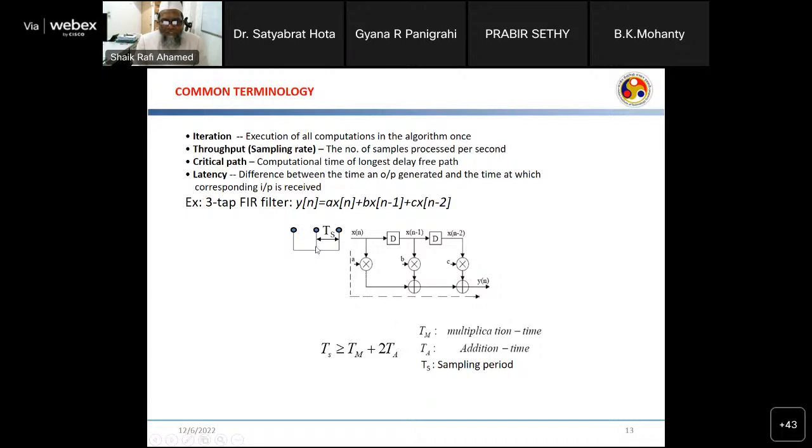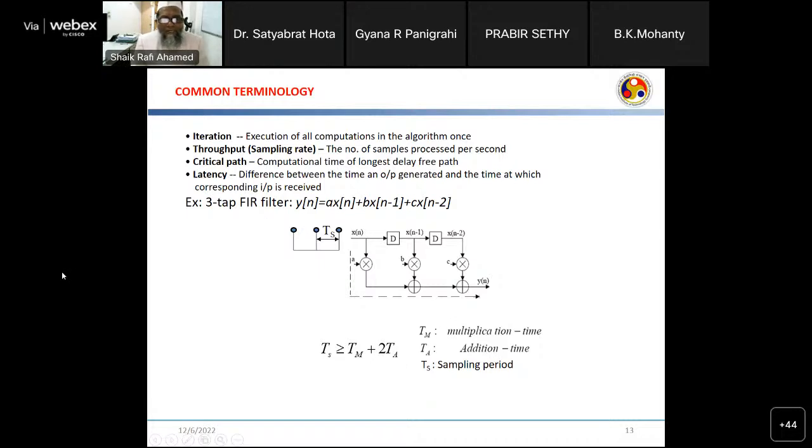So now the sample period Ts should be at least Tm plus 2Ta. I cannot feed the second sample before this Tm plus 2Ta. Otherwise, there will be overlapping of two successive samples. So I cannot increase the throughput of the system beyond this. This is the time delay and the throughput is 1 over Tm plus 2Ta. This is the original system.